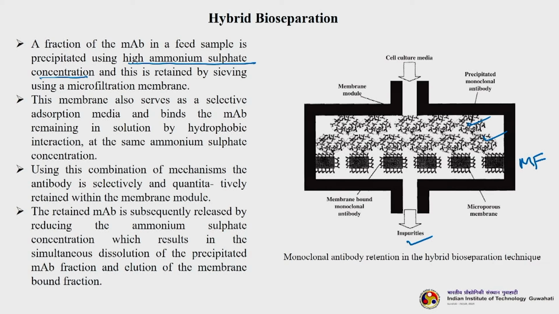Now, the retained MAB is subsequently released by reducing the ammonium sulphate concentration, which results in simultaneous resolubilization and elution. So, you are slowly reducing the concentration of the ammonium sulphate, so that the aggregates become deaggregated and dissolve, so that you get free monoclonal antibodies and you can take them out.